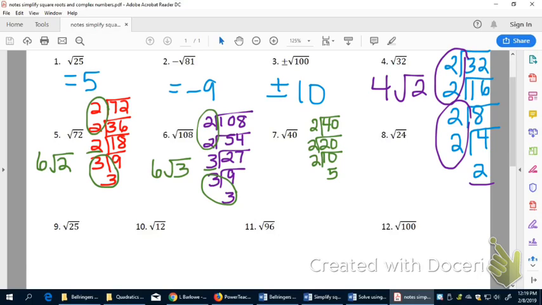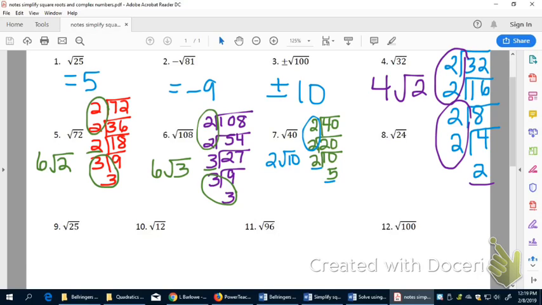And so you end up with that: 3 2's and a 5. If I circle the pair of 2's, I know that a 2 is going to go on the outside. What's left over? 2 and 5. So multiply 2 and 5 together and get 10.